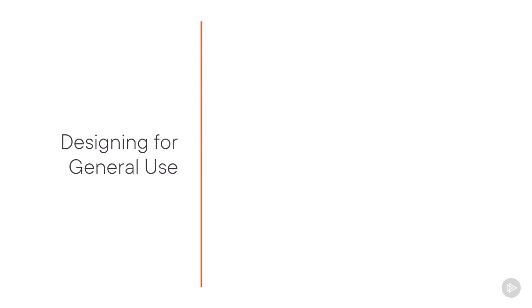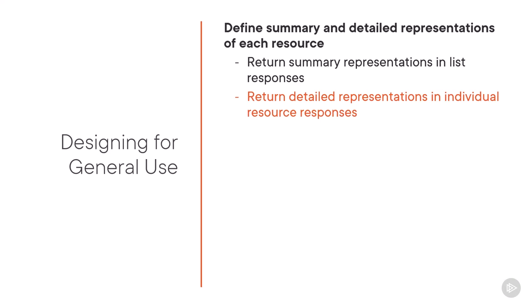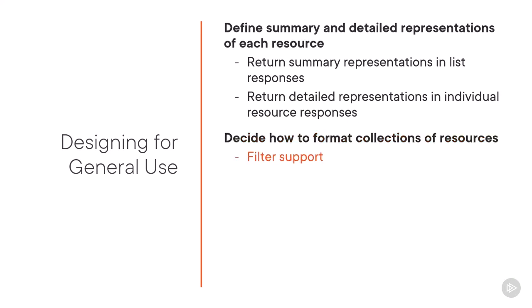For a general purpose or public API that will have numerous unknown clients, you typically want to define both summary and detailed representations of each resource. You can return a summary representation when you're returning a list, and then you can use detailed representations with individual resource responses. Another consideration for collections is how you will support filtering and paging. Filtering usually doesn't impact the model, but paged responses may, and you should define a standard format for this.